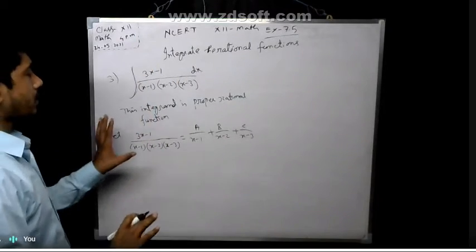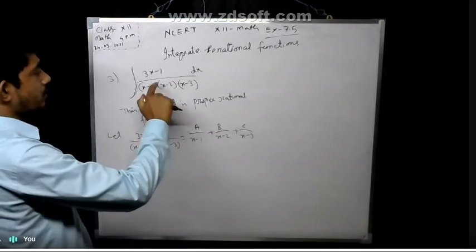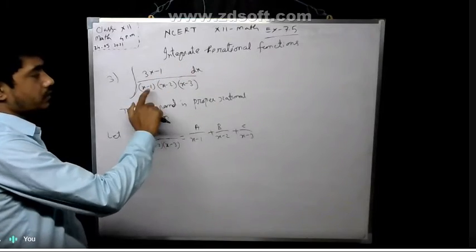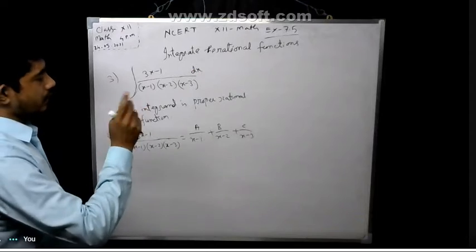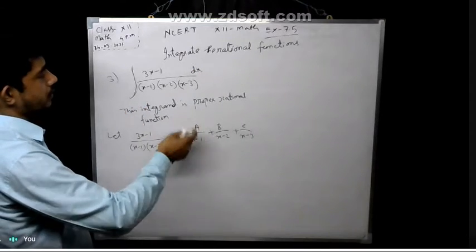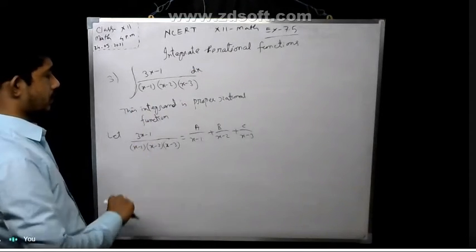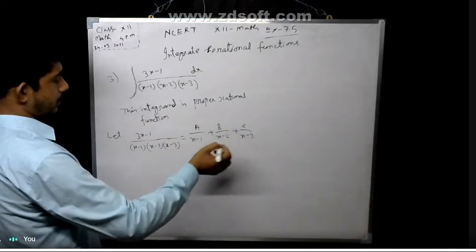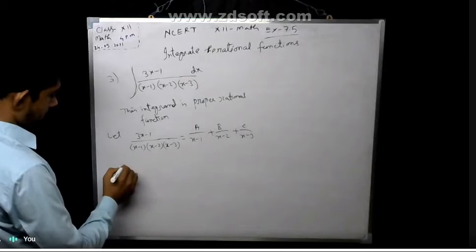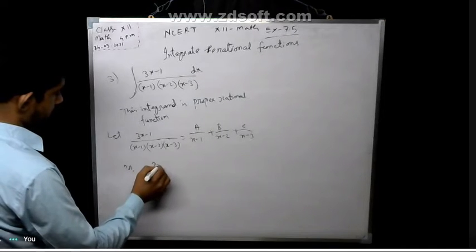This is also a proper rational fraction, because the degree of the numerator is 1 and the degree of the denominator is 3. So 1 is less than 3. That's why this integrand is a proper rational function. Let this equal A by this plus B by this plus C by this. So now, 3x minus 1.